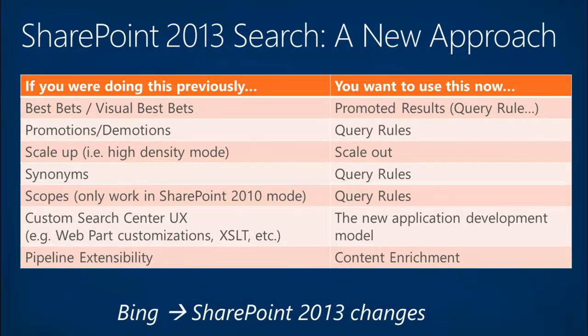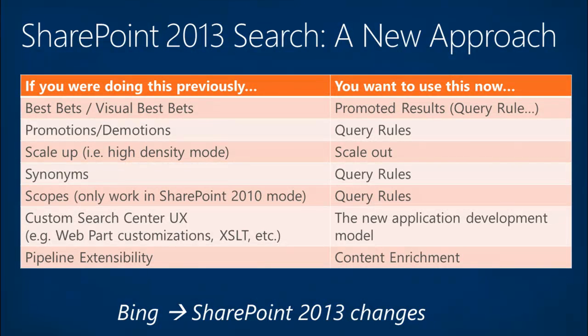Again, best bets, visual best bets. It's a new approach, but they were familiar concepts. Promotions and demotions would be something that you would have to do via query rules in 2013. Scaling up, there was something in Fast Search for SharePoint called high density mode. Anybody familiar with that? Yes? No? Okay, so the idea was you would get more data on your servers by doing some low-level configurations. We're not offering that in SharePoint 2013.